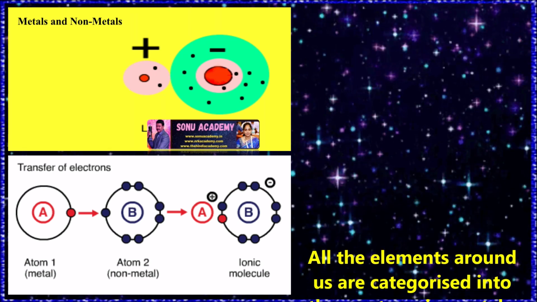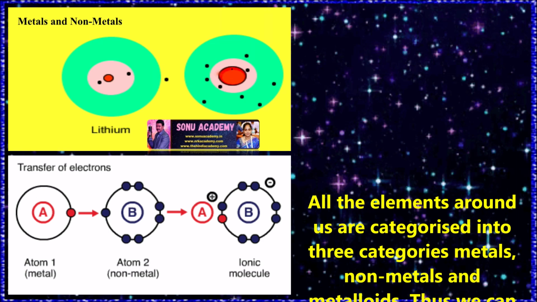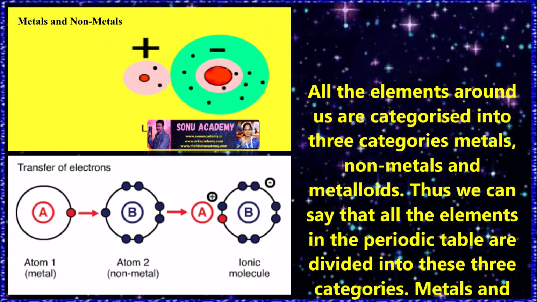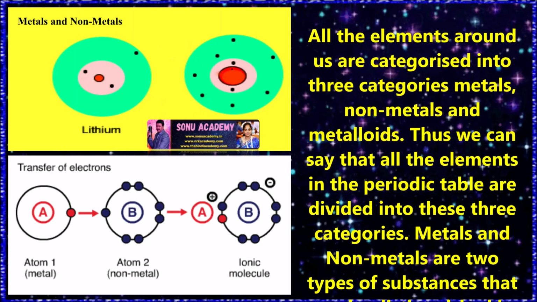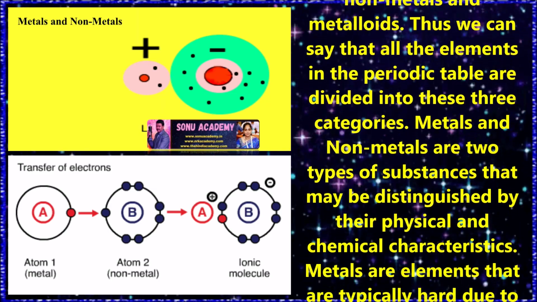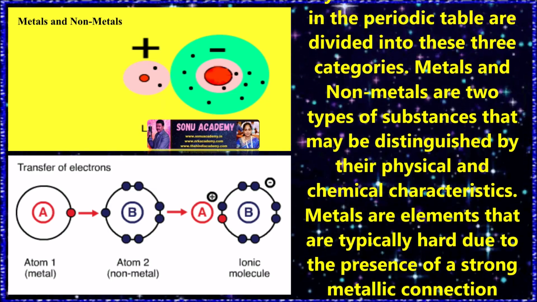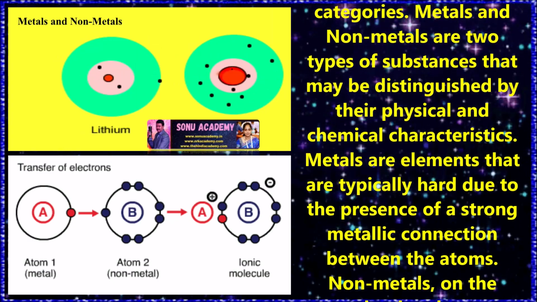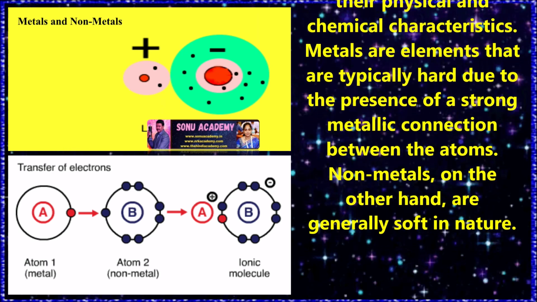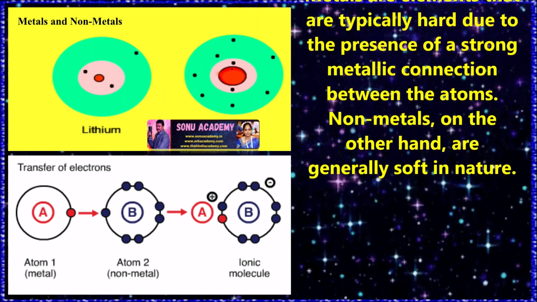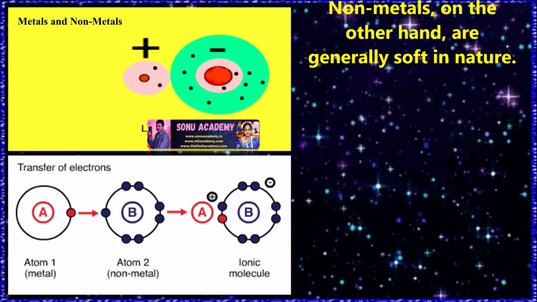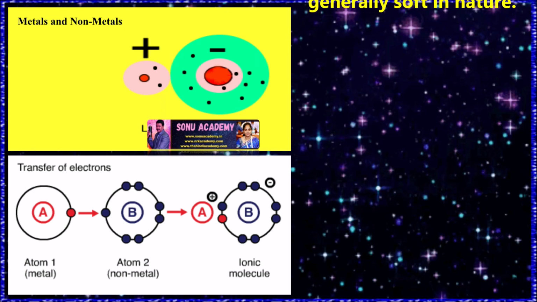Children, let us discuss in detail metals and non-metals. All the elements around us are categorized into three groups, that is metals, non-metals and metalloids. Thus we can say that all the elements in the periodic table are divided into these three categories. Metals and non-metals are two types of substances that may be distinguished by their physical and chemical characteristics. Metals are elements that are typically hard due to the presence of strong metallic bonds between the atoms. Non-metals, on the other hand, are generally soft in nature.